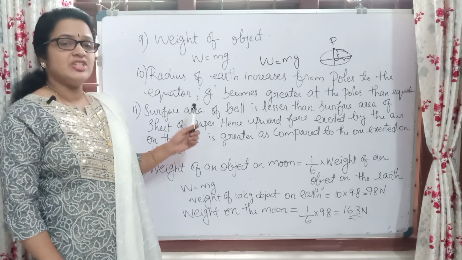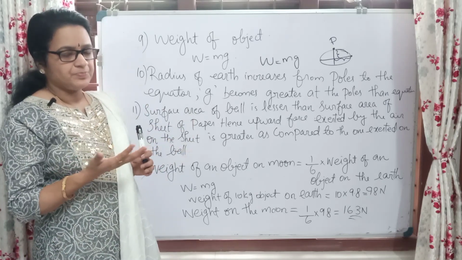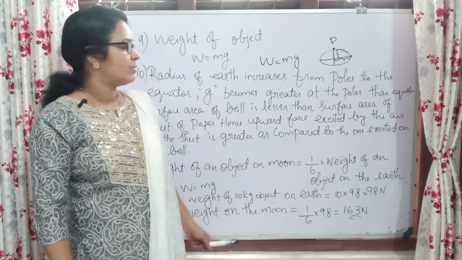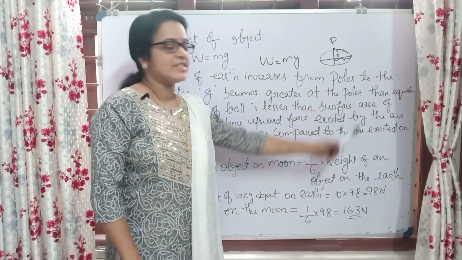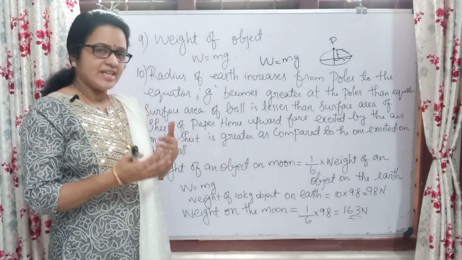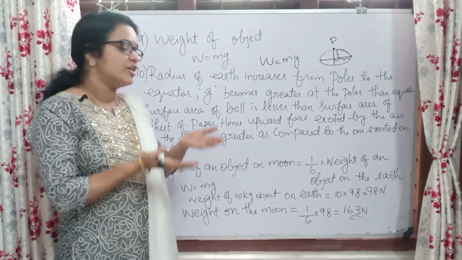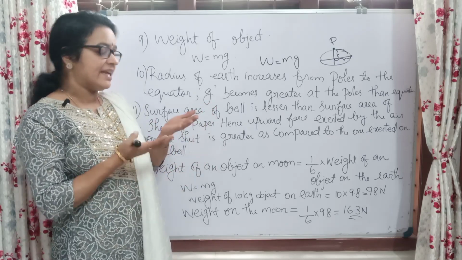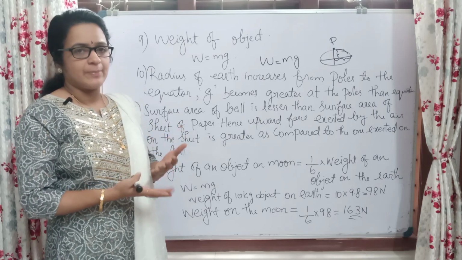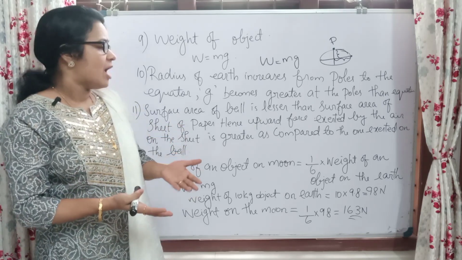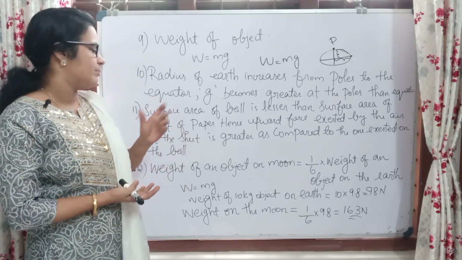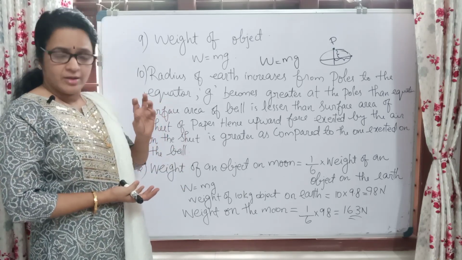So in which case will the surface area be lesser? Yes, in the case of a ball. The surface area of the ball will be lesser than the surface area of the sheet of paper. As the surface area increases, the upward force exerted by the air will be more. So in the case of the plain sheet of paper, the air resistance or the upward force in air will be more than that of the crumbled sheet of paper.